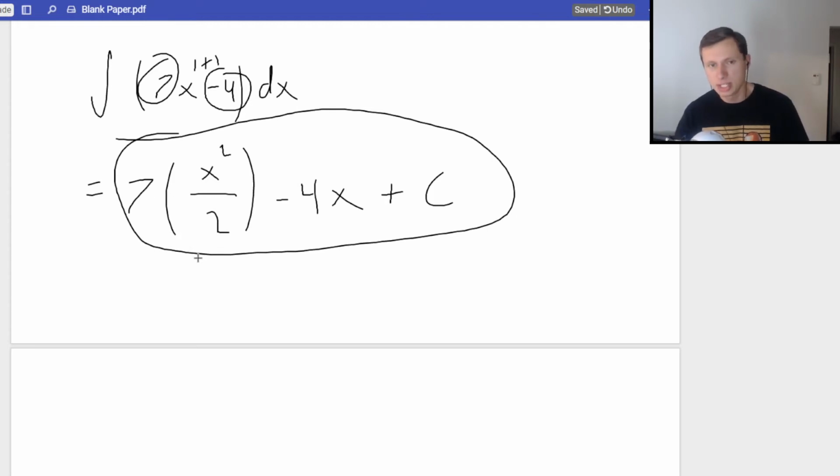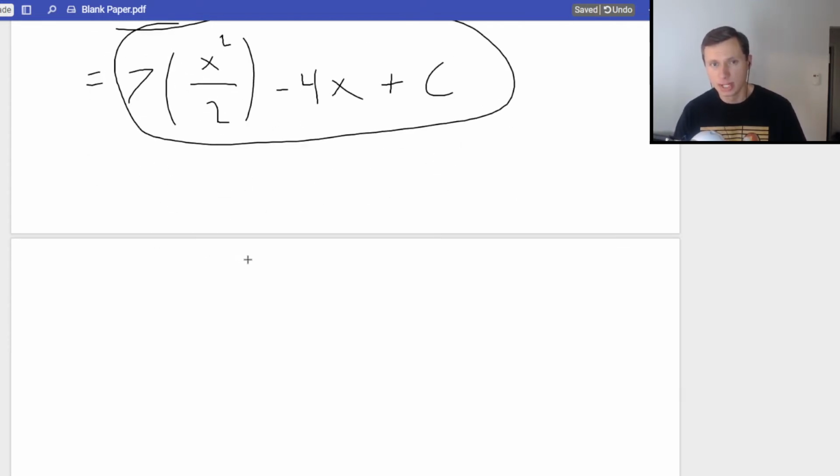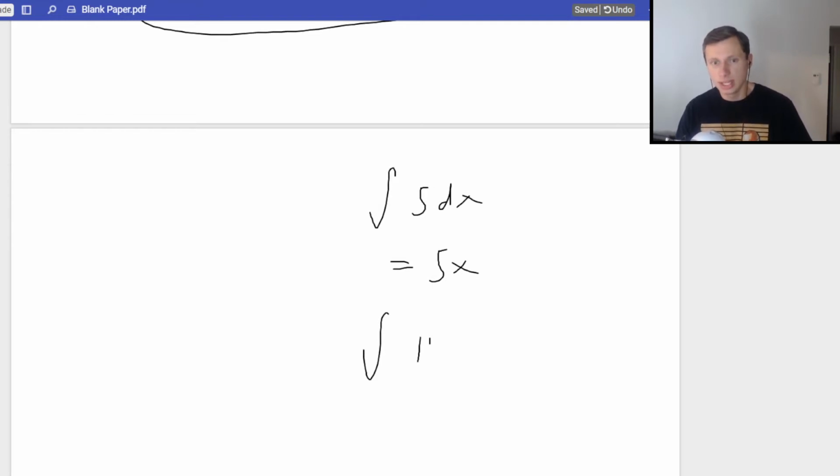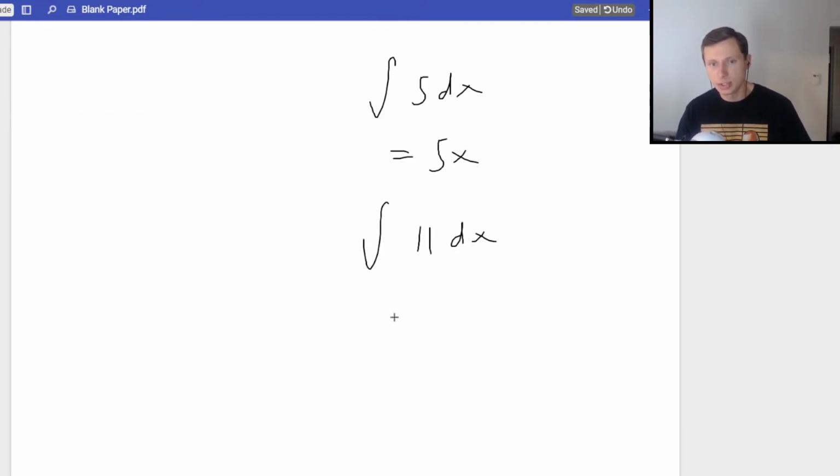And one more thing I want to say about that integral of minus 4. If I had the integral of 5 dx, well then that integral would just be 5x. If I had the integral of 11 dx, well then that integral would just be 11x. Oh, and I forgot the plus c, sorry. But that's the point. If you don't have an x in your integral, you just add one and that's the integral. There you go. Easy. Any questions so far?